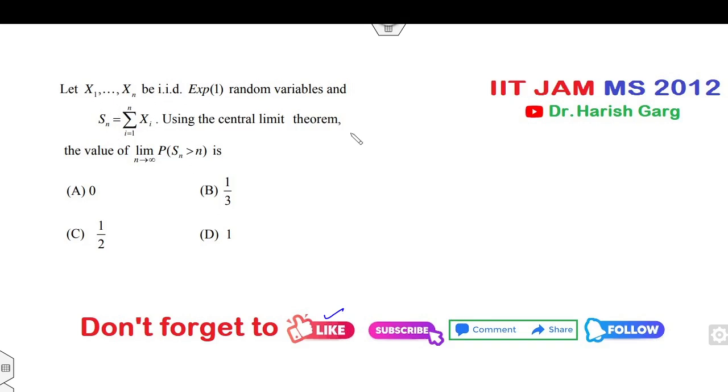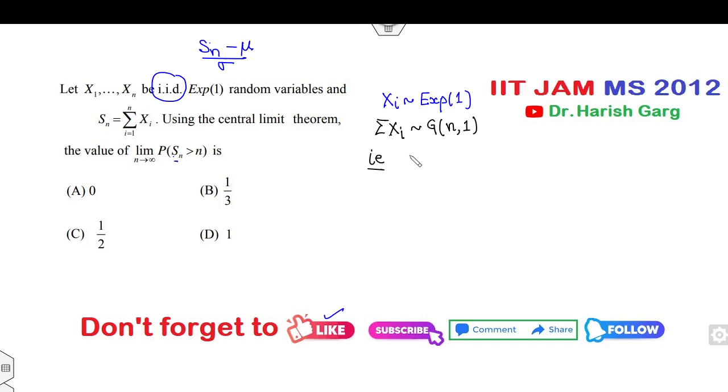What is given to you? The Xi's have an exponential distribution and they are IID. Your target is to write Sn in terms of this, where mu is the mean of Sn. Can you find the sum of this? If Xi follows the exponential distribution, the sum follows the gamma distribution. So the summation of the Xi, that means Sn, follows the gamma distribution with parameters n comma 1.